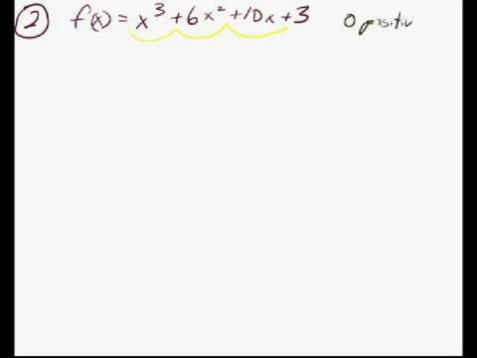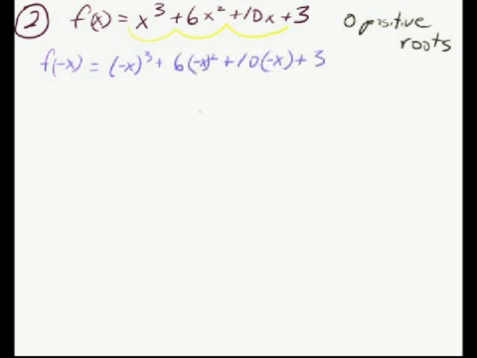So let's say I go positive to positive to positive to positive. Looks like I don't have any changes at all. So as the function originally stands, there are no variations, so there are no positive roots.